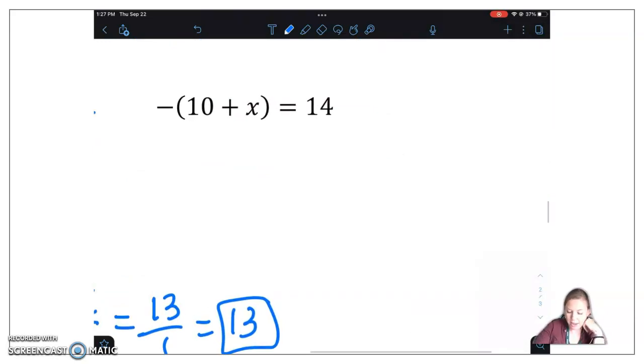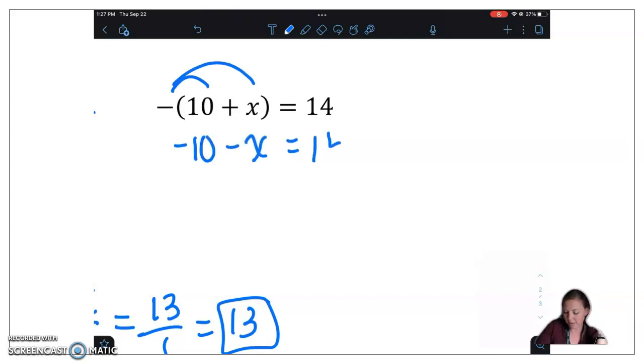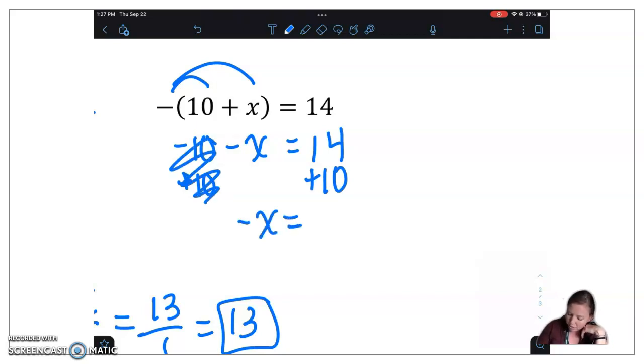All right, the last one on here, we're going to distribute. Remember, that's a -1. So it'll be -10 minus x equals 14. And from there, we always try to look where's the number not connected to the variable? It's -10. So we're going to zero it out by adding 10. -10 plus 10 is 0. And then -x equals 24.